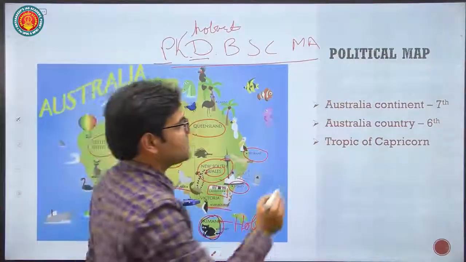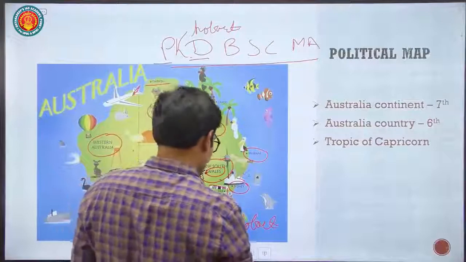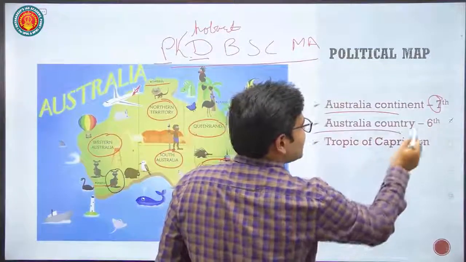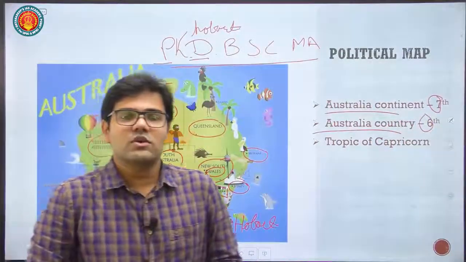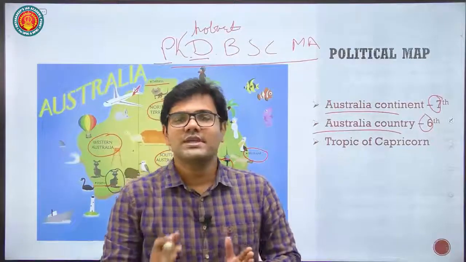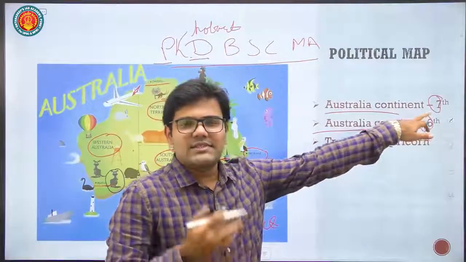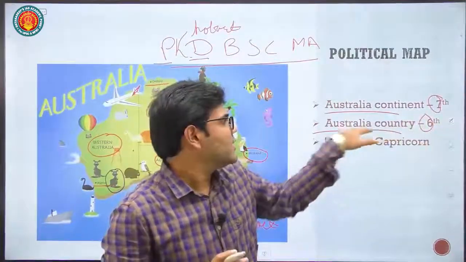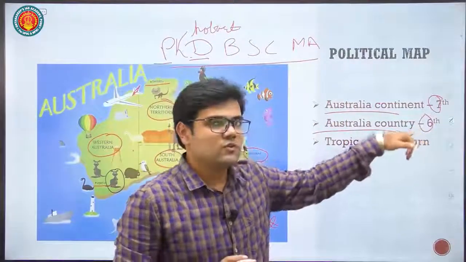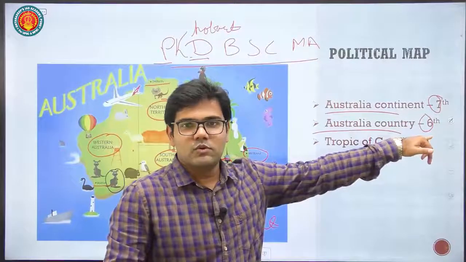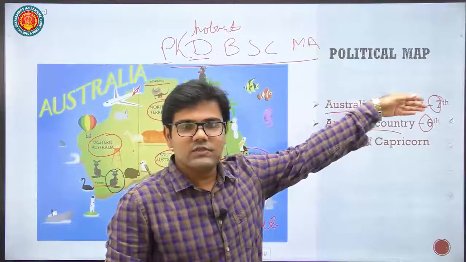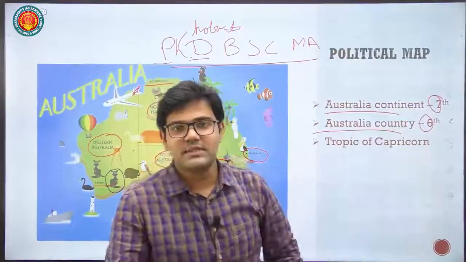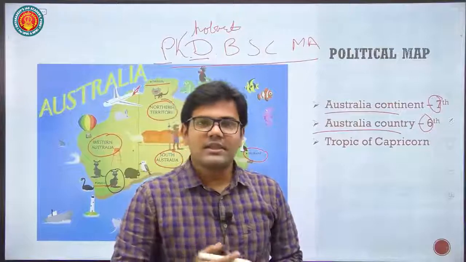Now let's see Australia. Australia is the seventh largest continent in the world, and Australia as a country is the sixth largest in terms of area. So it's the seventh largest continent, that is the smallest continent in the world when we are following the seven continental model theory. Then Australia as a country is sixth. So which is the seventh largest country in the world? You know that's India, right? Fifth largest we saw in our South American lecture, that's Brazil. So fifth is Brazil, sixth is Australia, seventh is India.